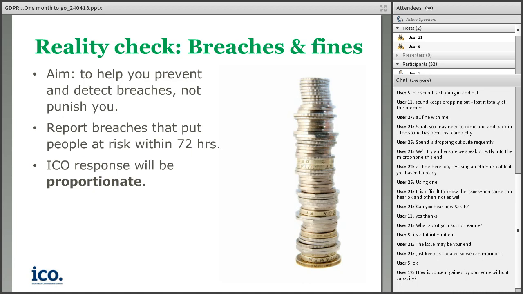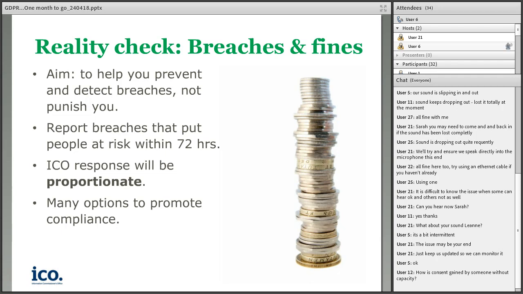The amount that the ICO can fine under the GDPR has increased significantly from the current £500,000 that we can fine under the DPA. The maximum under GDPR that we can fine will be €20 million or 4% of annual worldwide turnover. So I think it's fair to say that heavy fines for serious breaches really do reflect just how important personal data is in a 21st century world. But the ICO intends to use these powers proportionately and sensibly.